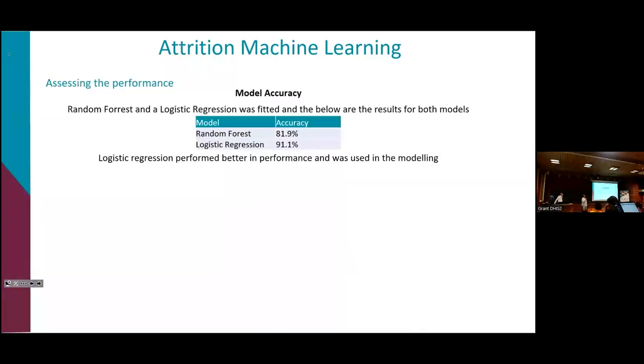So what we have done is, in our model accuracy, random forest and logistic regression was fitted, and below are the results for both models. So the random forest was 81.9% and logistic regression performed better and was used for this modeling.